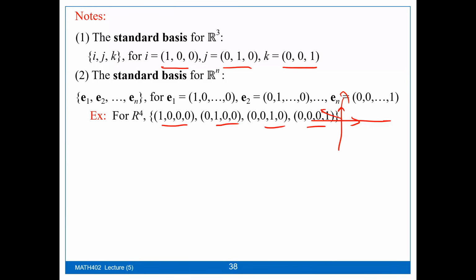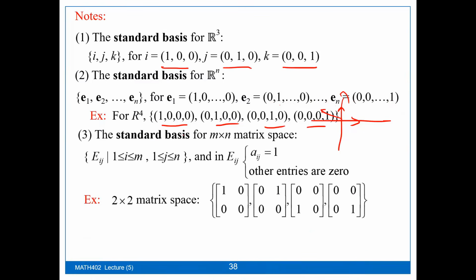So for Rn, the standard basis has n vectors. E1 has 1 in the first position, others 0. E2 has the 1 in the second position, the others 0, and so on. En has 1 in the last position, and the other coefficients, elements are 0.